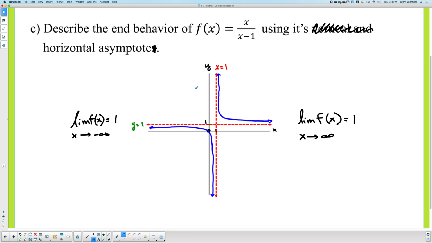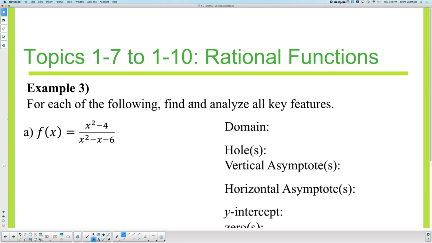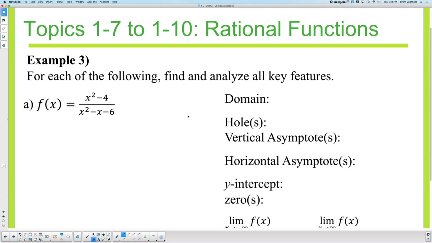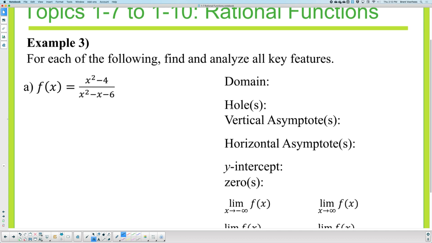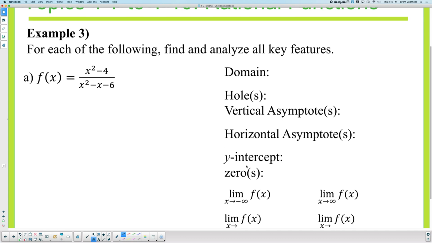Okay, to save us time today, and so we're not just losing our mind trying to graph some of these, we're going to graph it in Inspire, and then I'm going to walk through why the values are as they appear. So starting on this next example, example 3, we're going to graph this, and then I'm going to show you how we get those values. I'm going to drop the review stuff. We're just going to look at the domain, holes, vertical asymptote, horizontal, intercept zeros, and limits.